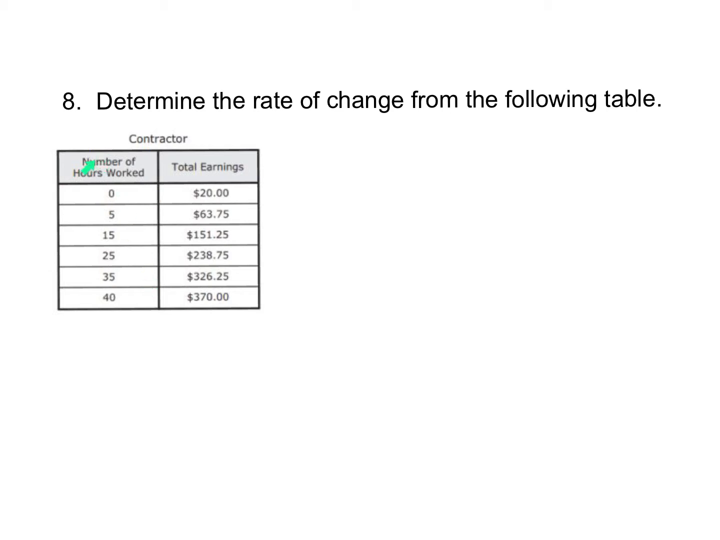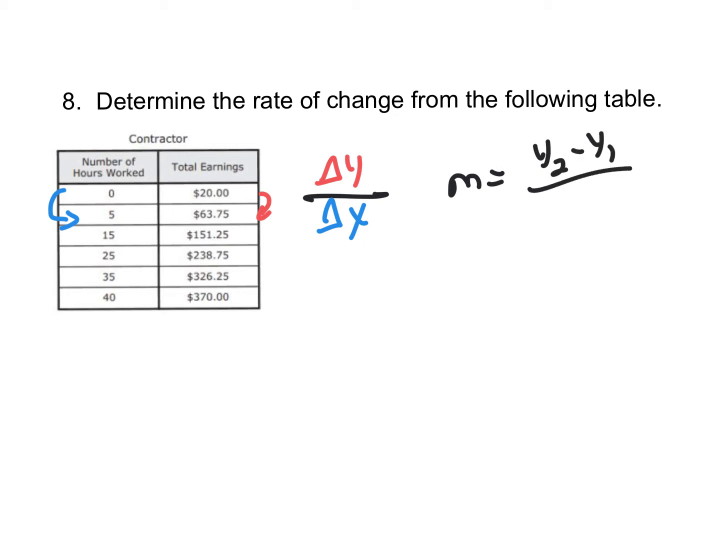You will see here that the X values is the number of hours worked, and the output, or the Y values, is the total earnings. So what we can determine is the rate of change, which is going to be the earnings based on the hours worked. Now it's just like finding slope. We really need to find the change in Y over the change in X. We do have a formula for that. The slope, or the rate of change, is equal to Y2 minus Y1 over X2 minus X1.